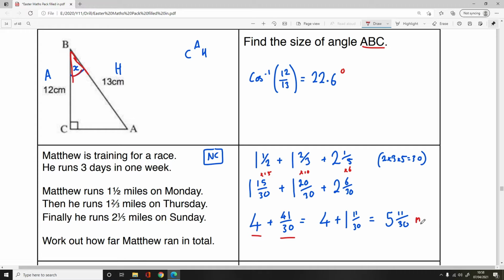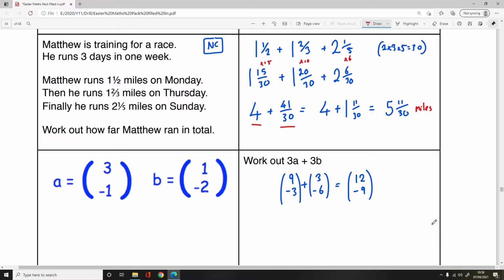Units, I guess, would be miles. Okay. Last one, just some vector addition. You multiply the first number by 3, so that's 9 minus 3. The second number by 3, 3 minus 6. Add the tops, add the bottoms together, 12 minus 9.